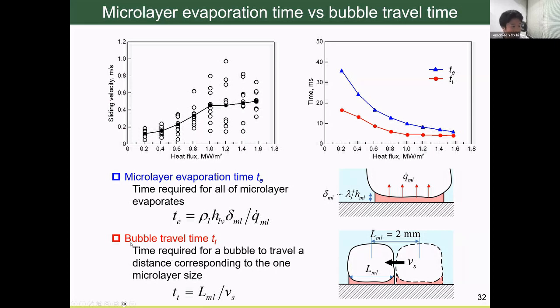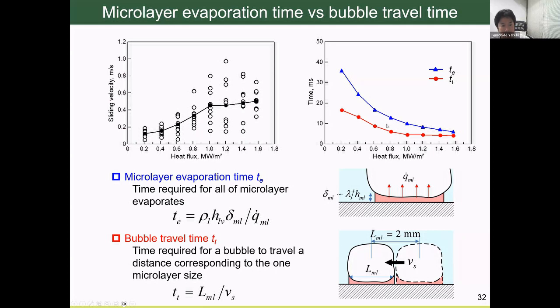And then we calculated the bubble travel time, which is the time required for the bubble to travel a distance corresponding to one microlayer size, which is 2 millimeters. We use this sliding velocity here. The red one is the bubble travel time and the blue one is the evaporation time. So travel time is significantly smaller than evaporation time.